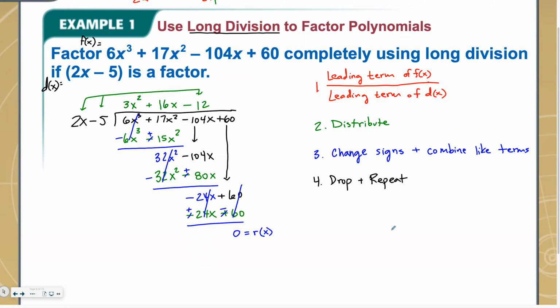This tells us 2 very important things. If your remainder is 0, this tells you what you divided by. In this case, 2x minus 5. 2x minus 5 is a factor of this equation f of x, since the remainder equals 0. If your remainder is 0, it's a factor. And as you learned last class, if something is a factor, that means it's also a 0 when you solve for the x. So let's solve for the x here.